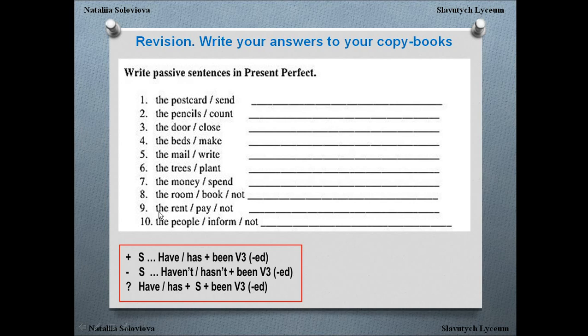The rent has been paid or has not been paid. The rent hasn't been paid. And the people, the people haven't been informed. Людей не поінформували. Нам не важливо хто, нам важливо лише результат дії. The people haven't been informed. Okay. So I hope next time you will do your task in present perfect passive better.